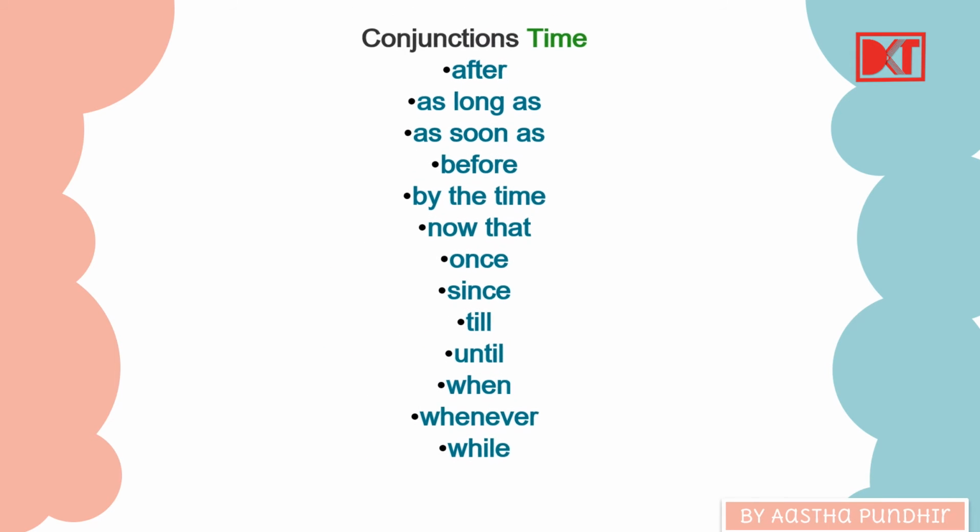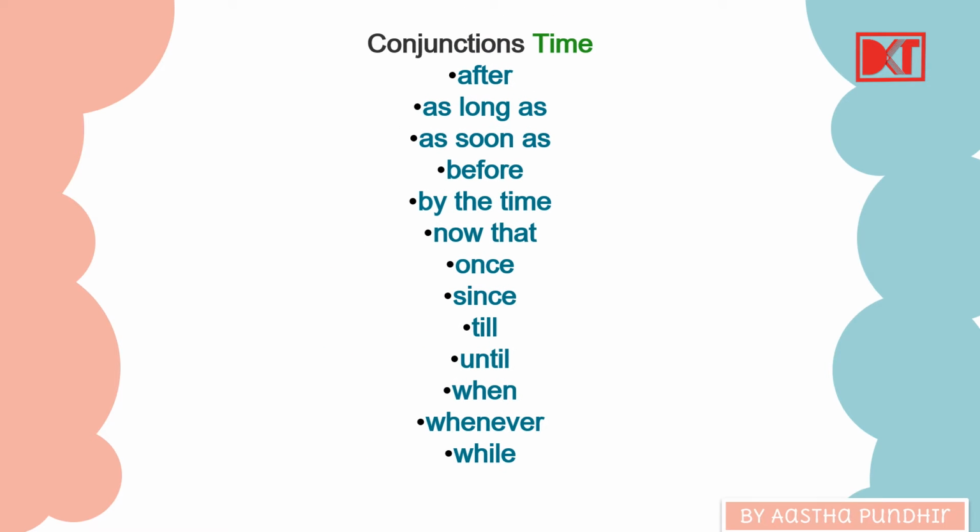Okay, so next we have the conjunctions of time, which are conjunctions that used to tell time, like after, as long as, as soon as, before, by the time, now that, once, since, till, until, when, whenever, while. Alright, so these are the conjunctions, the words which join two clauses or two parts or two words and used to tell time.